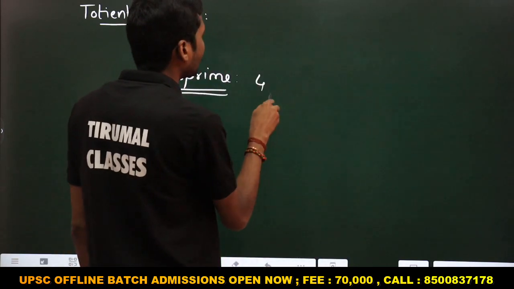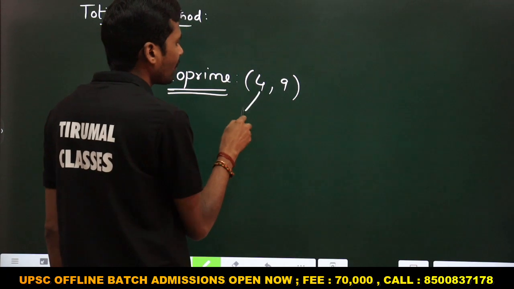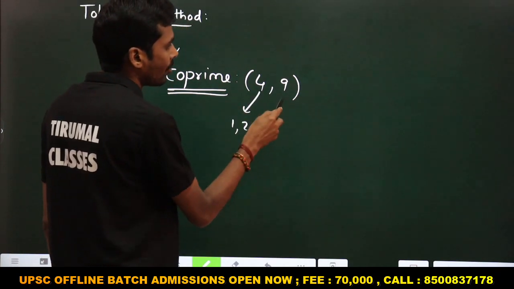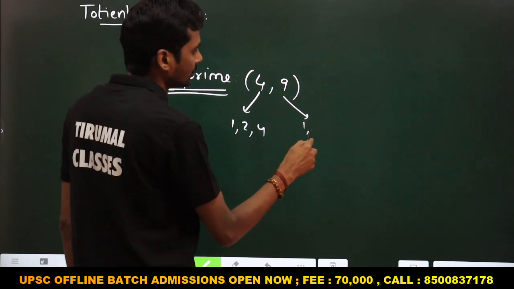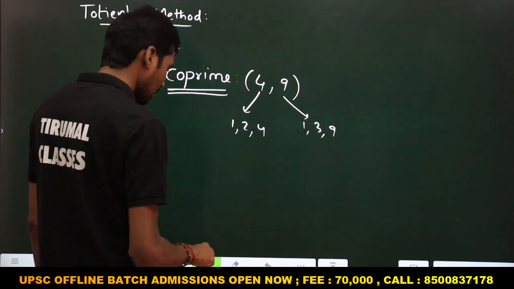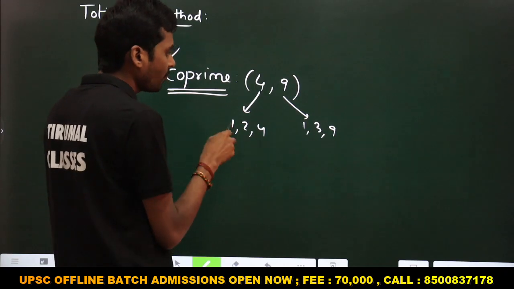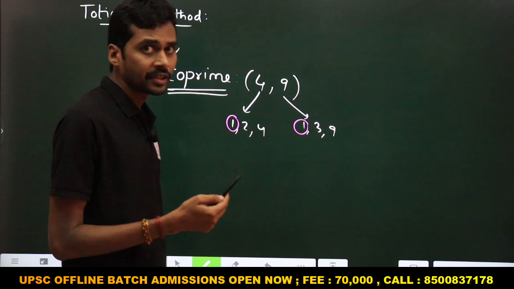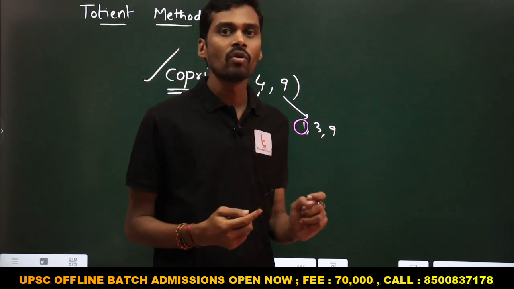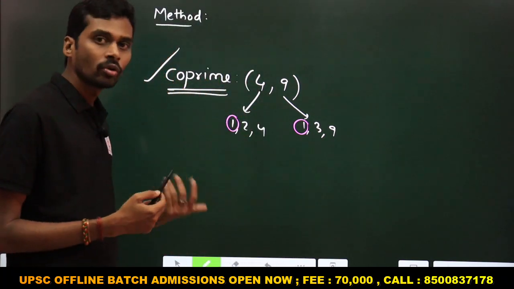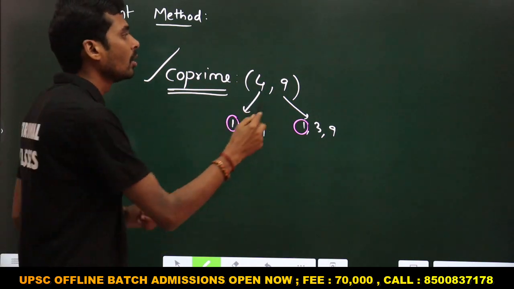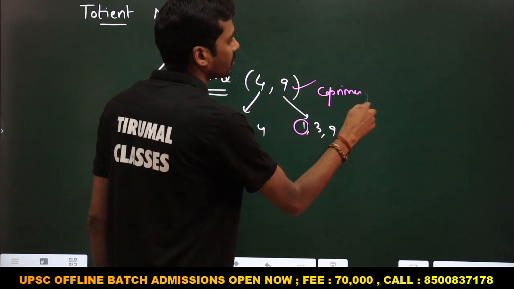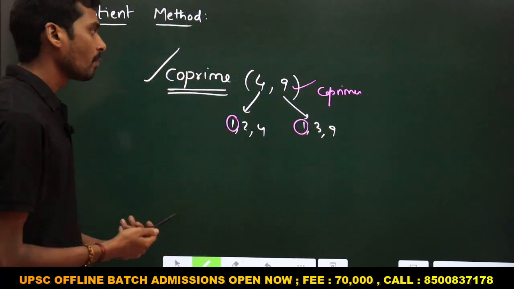Suppose I take the numbers 4 and 9. What are the factors of 4? The factors of 4 are 1, 2, 4. What are the factors of 9? 1, 3, 9. Okay, so how many common numbers do we have? Only one number. So the coprime definition is: if two or more numbers have only one number in common, those numbers are called coprime numbers. So 4 and 9 are coprimes.